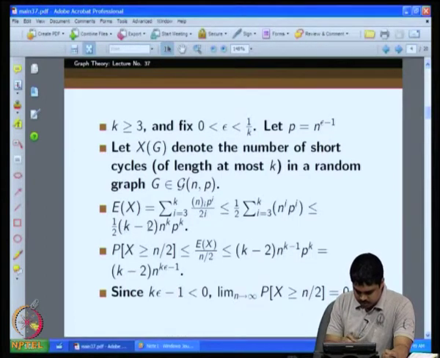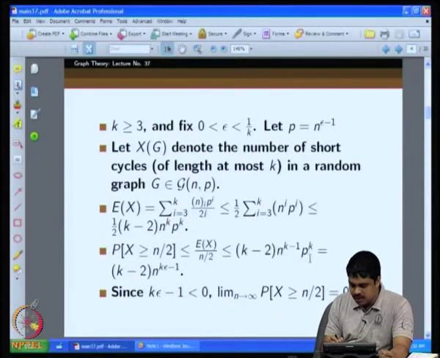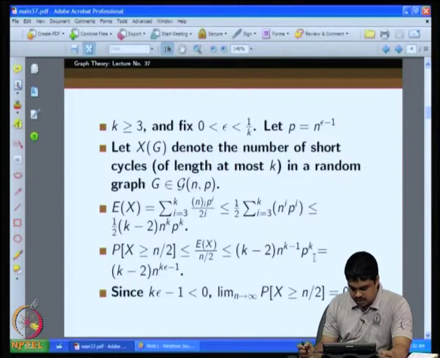What you do is you substitute for the expectation here, namely k minus 2 into n raised to k minus 1, because n minus k by 2. This half will cancel with the half here, n by 2, and then p raised to k is here. So, that is k minus 2 into, you substitute for p, n raised to 1 minus epsilon. So, we can calculate that.